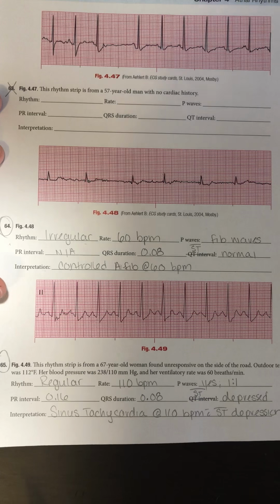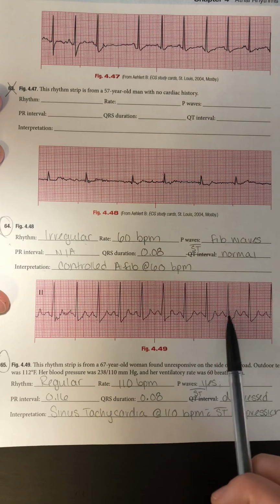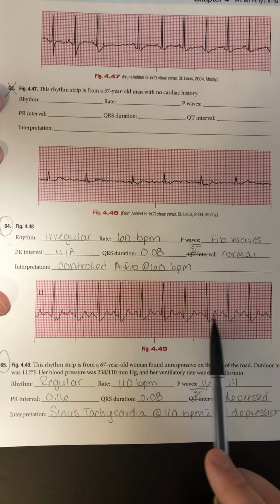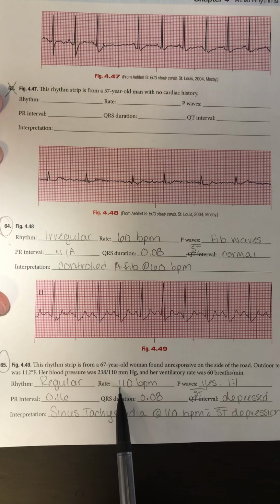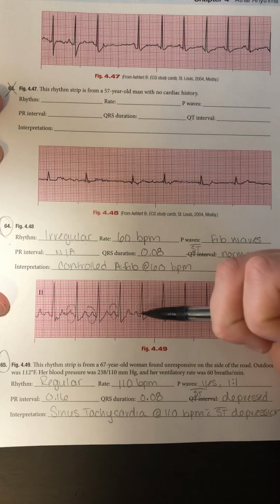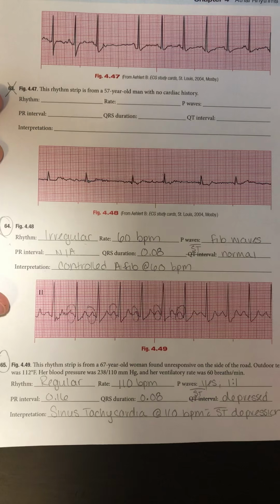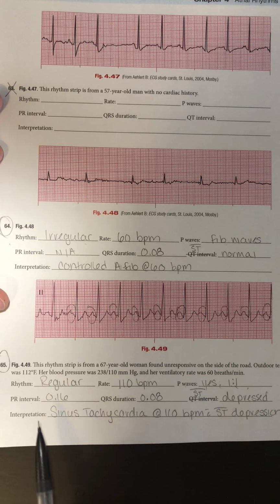Going down to number 65, or figure 4.49. Regular or irregular? It marches out to be very regular. My rate, 1, 2, 3, 4, 5, 6, 7, 8, 9, 10, 11. 11 times 10 gives me that 110 beats per minute. P waves, I do have a P wave for every QRS complex. This is my T wave, and my P wave's there. They all do look the same. I have one P wave for every QRS complex, and they're all upright.